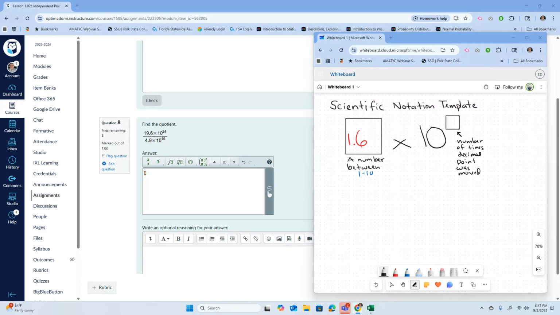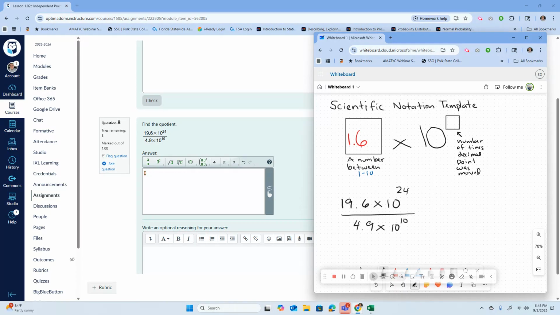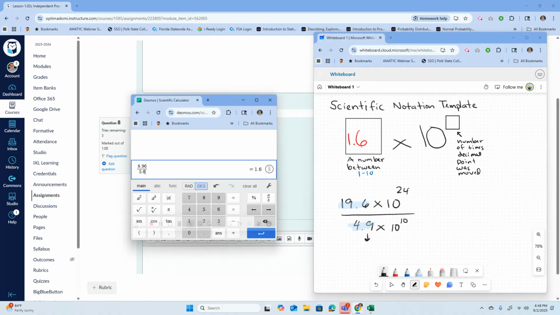Let's go to number 8. In this problem, we're doing the same thing like we did in the previous one. We are dividing two numbers in scientific notation. So 19.6 times 10 to the 24th power over 4.9 times 10 to the 10th power. And how do we divide numbers in scientific notation? You divide the coefficients with a coefficient, the one that I highlighted in blue. But to do that, again, use the calculator. Don't do it in your head. Don't do it manually. Just use the calculator. I'm going to divide 19.6 divided by 4.9. And you can see I got 4.